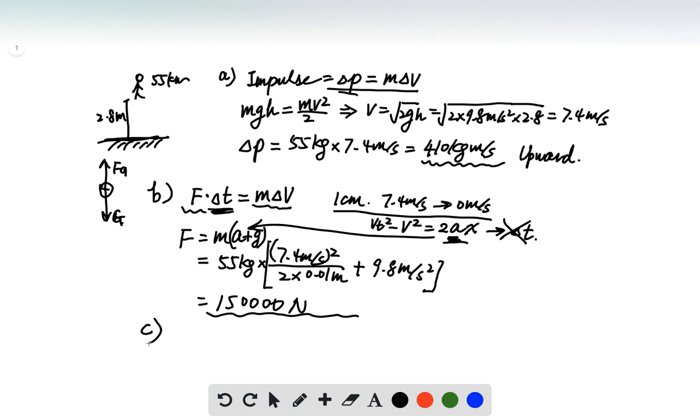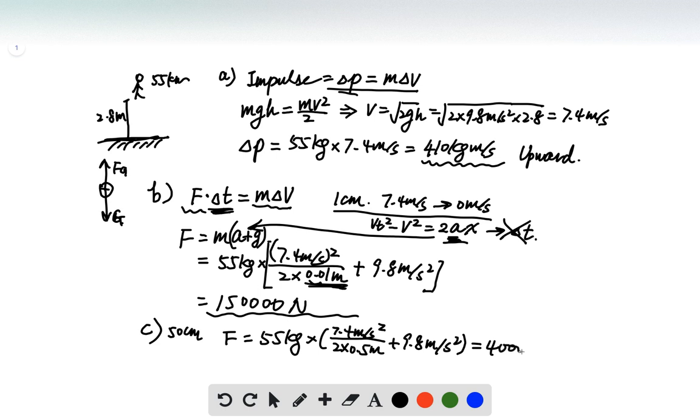What about part C? In case this person lands again, but with a bent knee. So in this case, he can actually move 50 centimeters. So this number, 0.01 meter, will be replaced by 0.5 meter. So if we just do the same calculation again, plus 9.8 meters per second squared, we will have 4,000 Newton. Again, this is upward.